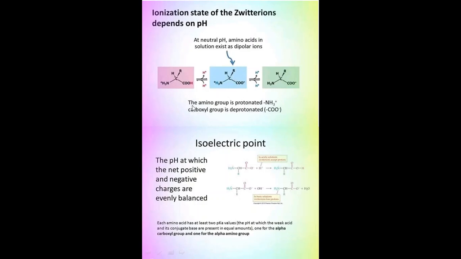Now, let's say you have an acidic solution. As we said earlier, the amino acid will accept a proton and exist as a cation. In a basic alkaline solution, it will give out a hydrogen to the hydroxide in the solution and exist as an anion. But in a neutral solution, it will exist as a dipolar ion. Dipolar ion means that it has both negative and positive charge.